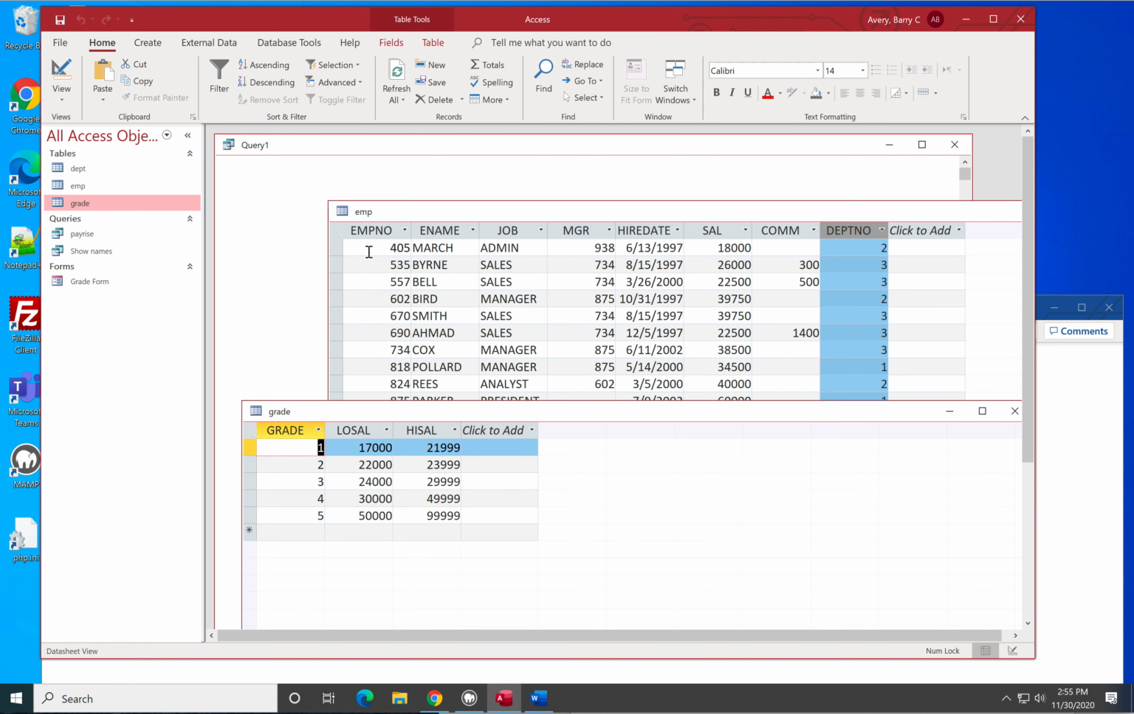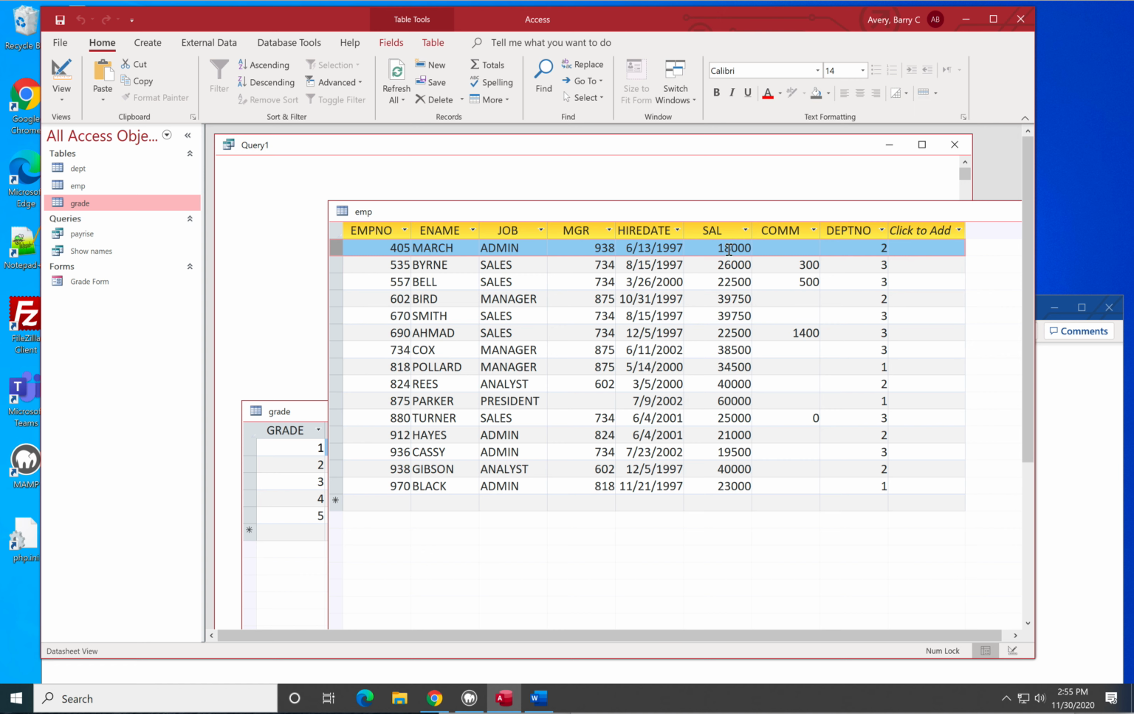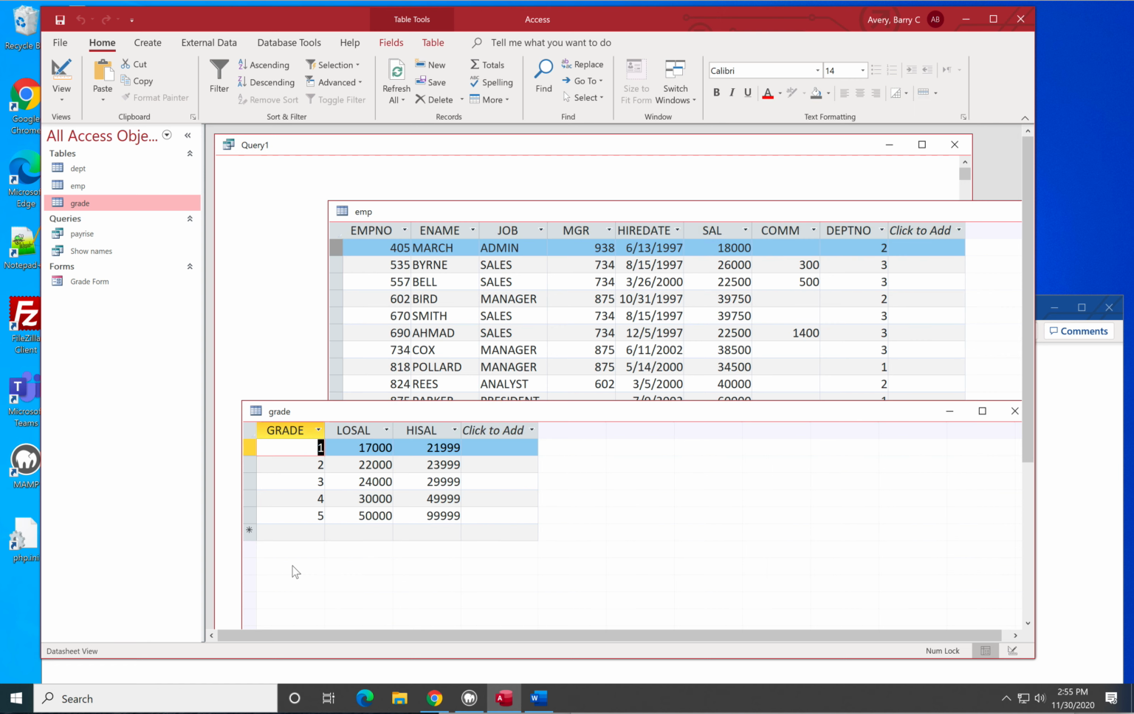So let's just pick somebody like March, for example. Now we can see that March is on 18,000. So if we wanted to work out what grade March was on, then we would want that salary figure to be compared against the low and the high values until we find the one which it sits between. So March is on grade 1, and the reason that March is on grade 1 is because 18,000 is between these two values. So in other words, Sal has to be greater than low Sal, and Sal has to be less than high Sal.